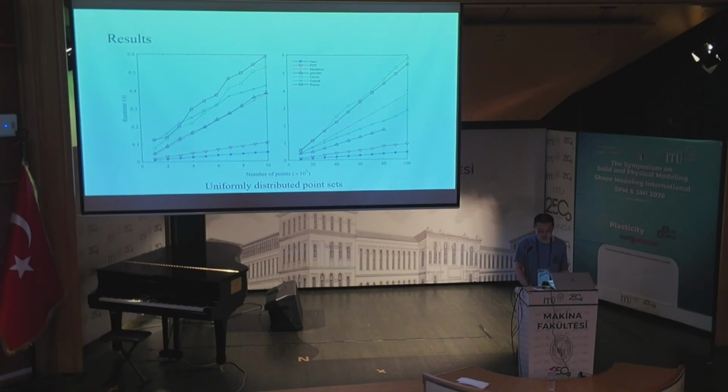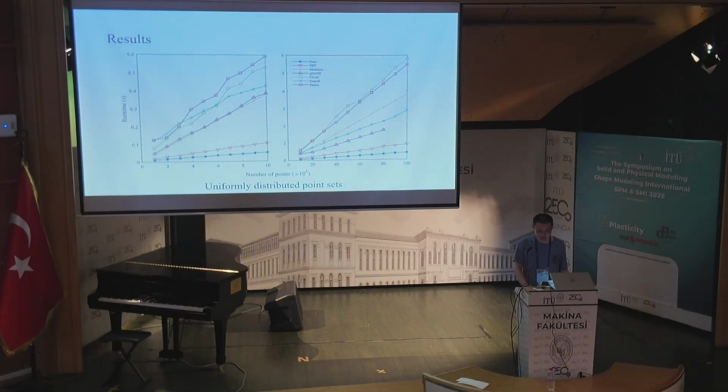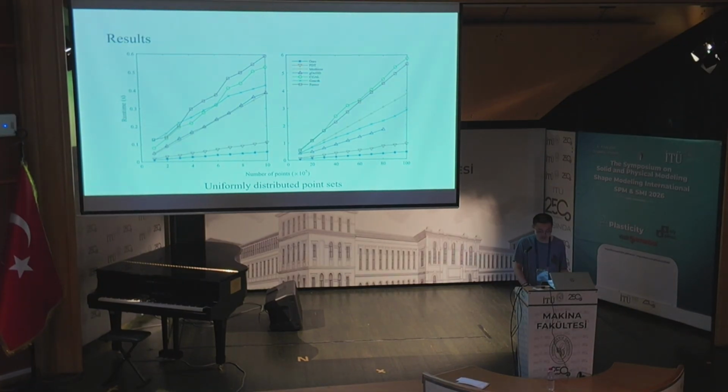Here we benchmark our method against state-of-the-art CPU and GPU baselines on uniformly distributed point sets. Across the tested input sets, our method achieves the lowest runtime. For 10 million points, it finishes in about 0.4 seconds, which is more than 2 times faster than the state-of-the-art and much faster than parallel CPU implementations.